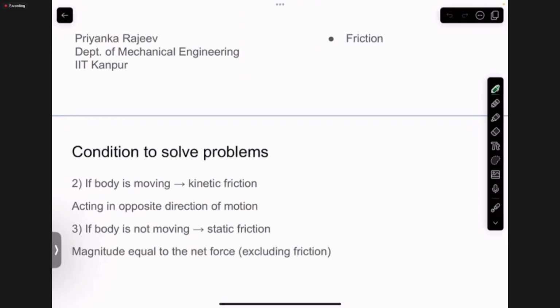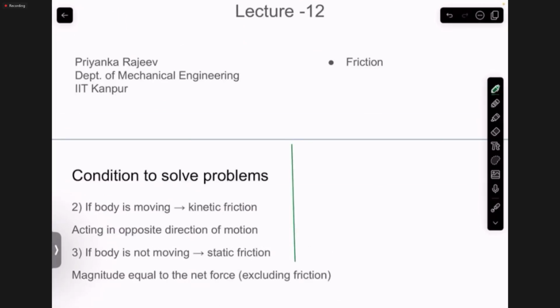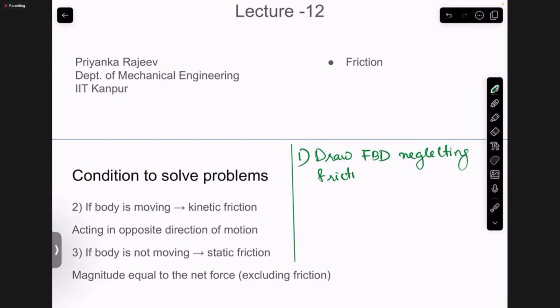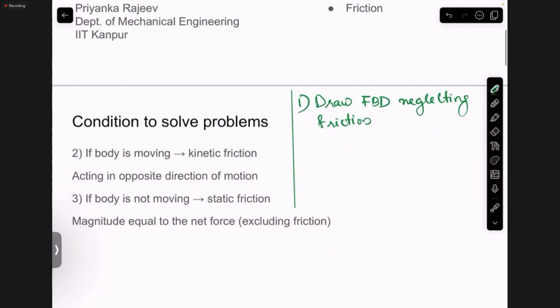There is a condition of solving this problem. First, you will draw the FBD, free body diagram, neglecting friction, and calculate the normal force.